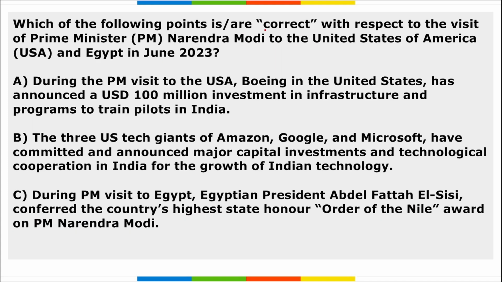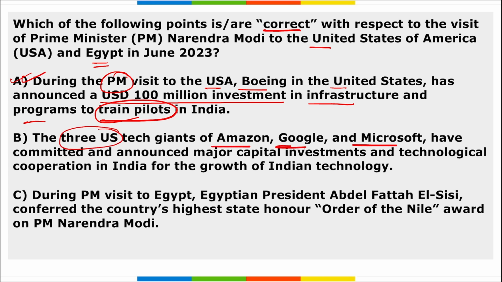Moving on. Which among the following is correct with respect to the visit of Prime Minister Narendra Modi to USA and Egypt in June? Here, if we look at option A, during this, Prime Minister Narendra Modi visited USA, and Boeing in the USA has announced a $100 million investment in infrastructure and programs to train pilots in India. So, yes, option A is right here. Second, three US tech giants, Amazon, Google, and Microsoft, have committed and announced major capital investment and technological cooperation in India for the growth of Indian technology. So, yes, option B is also right.